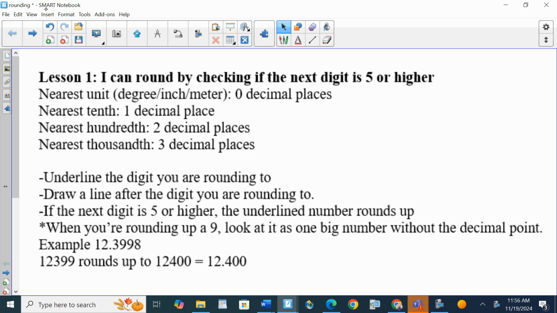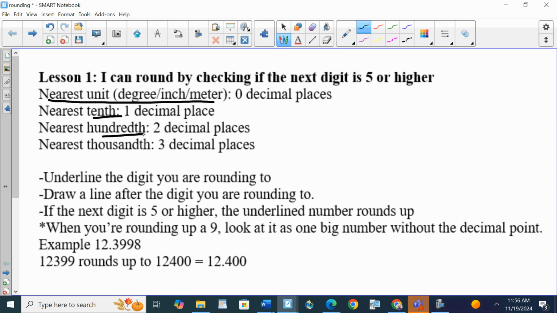I can round by checking if the next digit is 5 or higher. We need to know what each place is called. The nearest unit, meaning degree or inch or meter or person or dollar or chicken or whatever, is 0 decimal places. Nearest tenth is 1 decimal place. Nearest hundredth is 2 decimal places. Nearest thousandth is 3 decimal places. So for starters, we need to understand that.